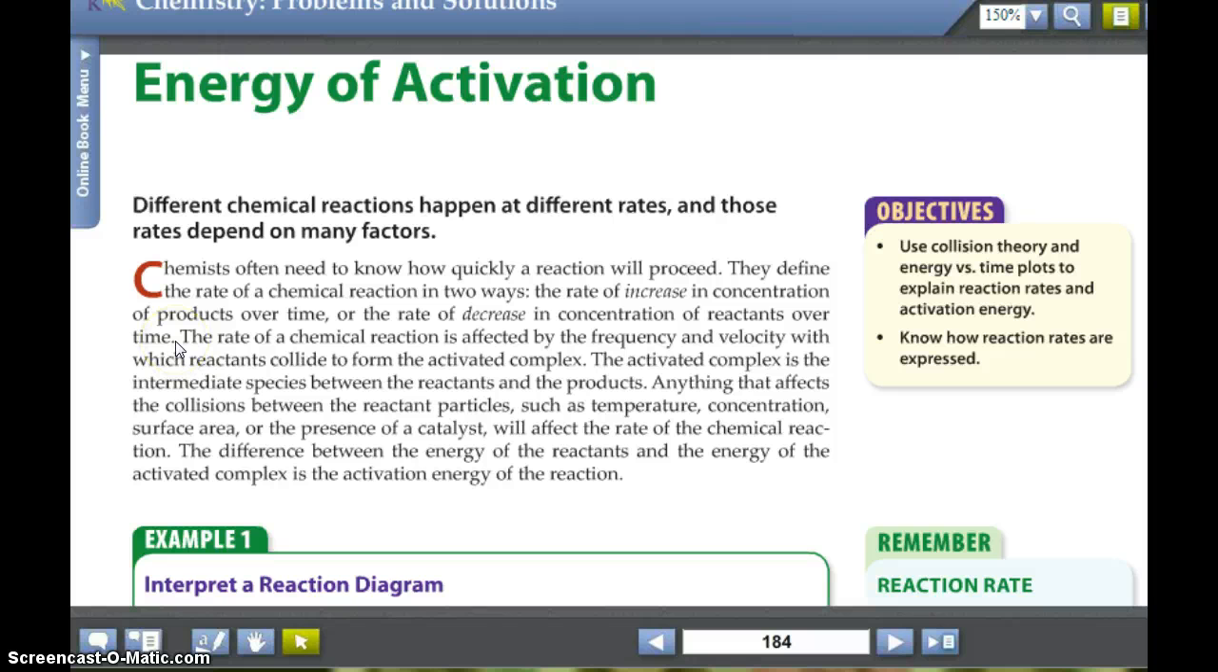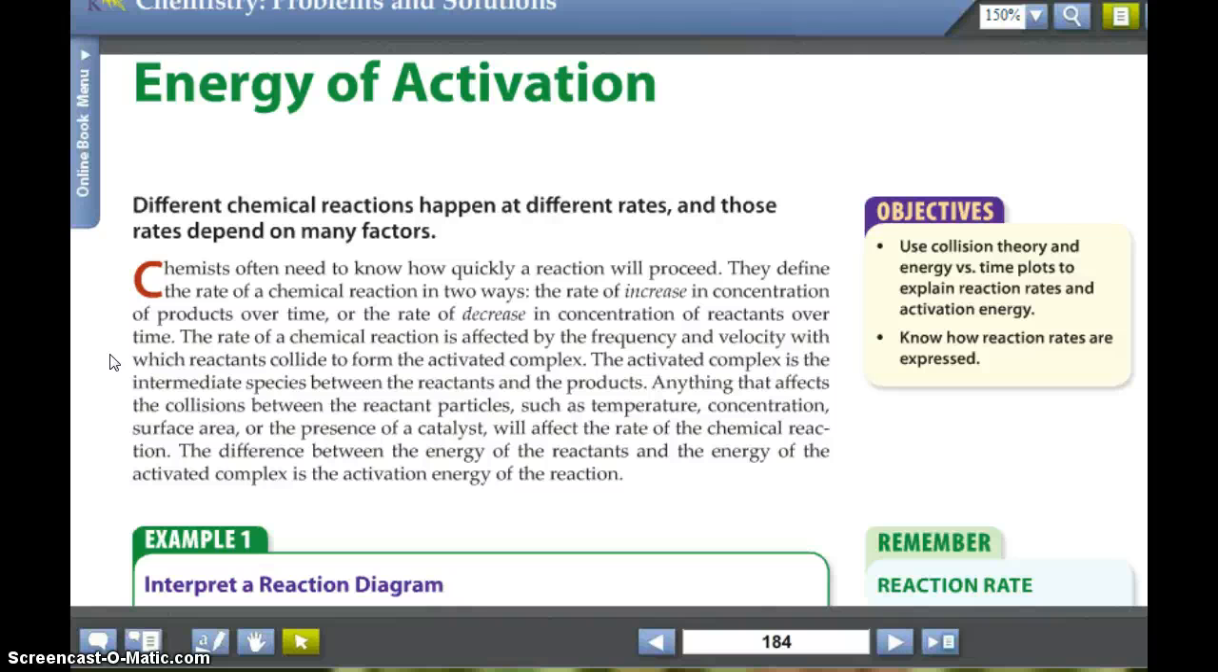The rate of a chemical reaction is affected by the frequency and velocity with which reactants collide to form the activated complex, or the big blob that they need to come together before they make a product. The activated complex is the intermediate species between the reactants and the products. Anything that affects the collisions between reactant particles, such as temperature, concentration, surface area, or the presence of a catalyst, will affect the rate of a chemical reaction.